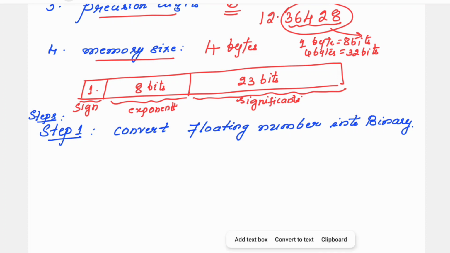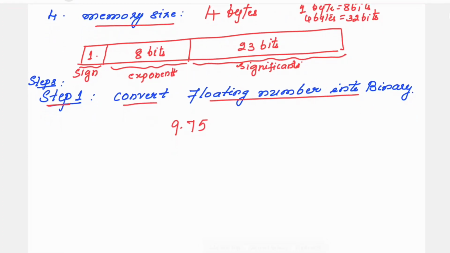Now, in order to find out how a float value gets stored in the memory, there are a few steps, basically 4 steps. Step 1 is to convert the floating number into binary. The very first step is to convert the given floating number into binary. Let us take an example, 9.75. Now this 9.75 has to get converted into binary. For this, what is the procedure?